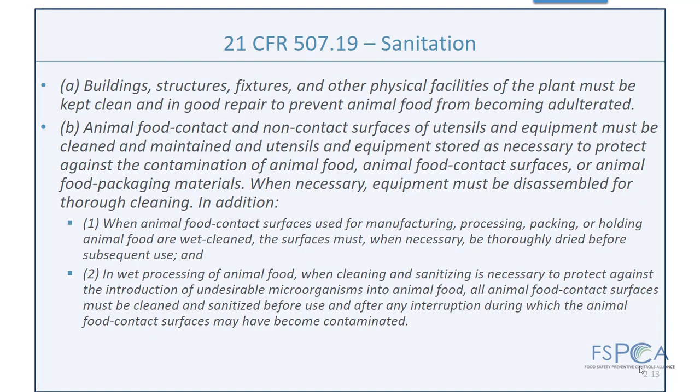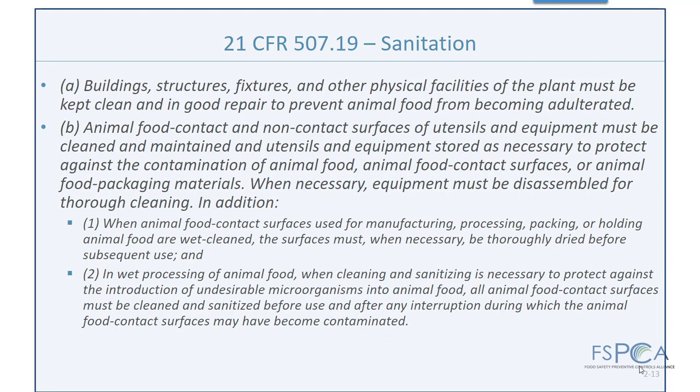Part 507.19 is all about sanitation GMPs. So building structures, fixtures, and other physical facilities of the plant must be kept clean and in good repair to prevent animal food from becoming adulterated. Great, that's kind of the point of all of these practices and all of these GMPs, right?